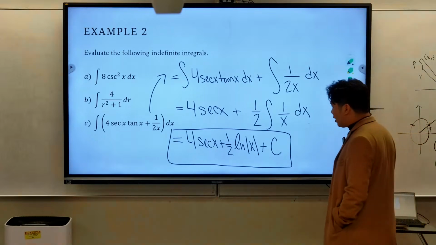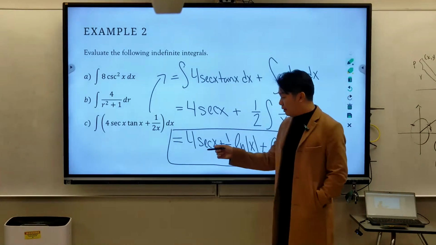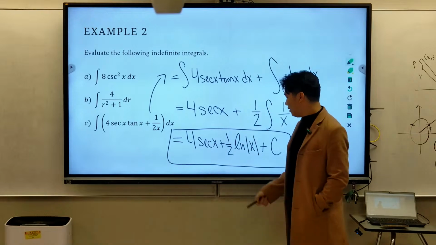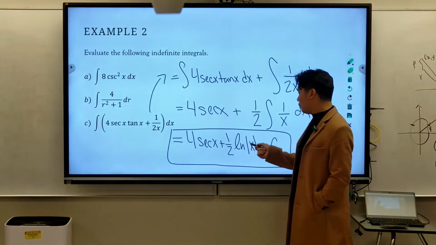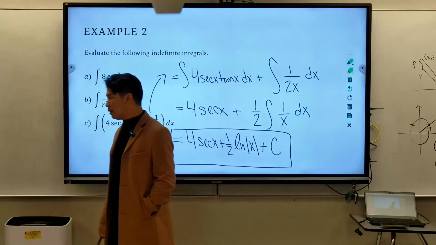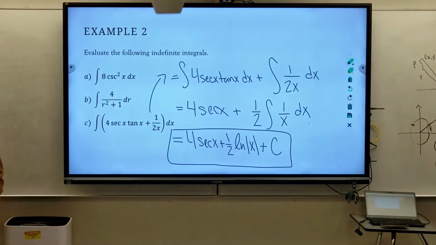And again, we can double check our answer. Derivative of 4 secant, we get 4 secant x tangent x. Derivative of 1/2 natural log of x, we get 1/2 times 1 over x. So I know that this answer should be correct.